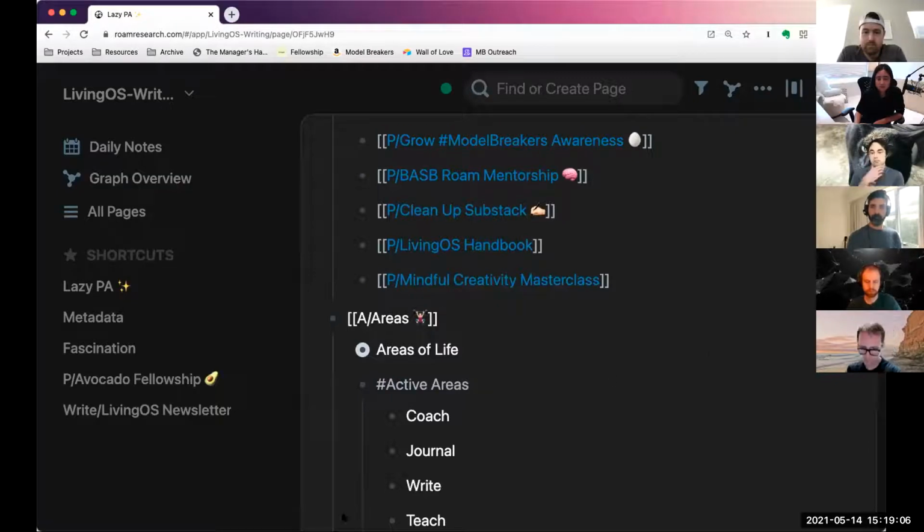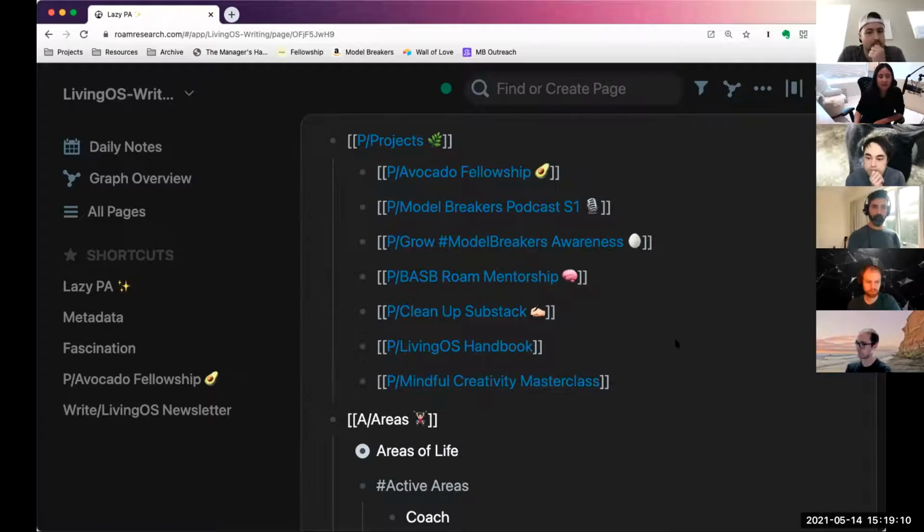What was the sort of scope criteria for how big or small a project?